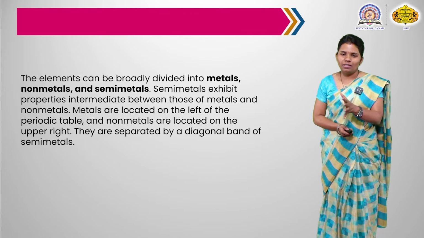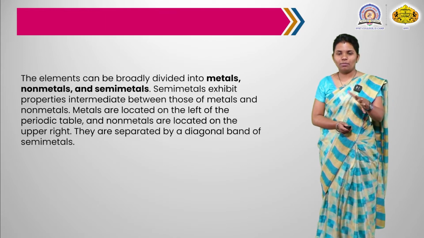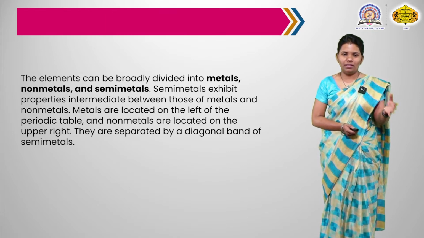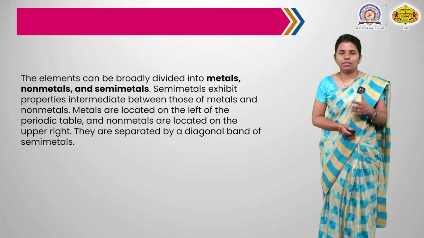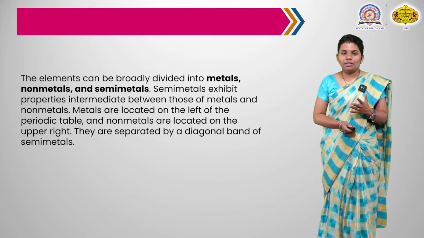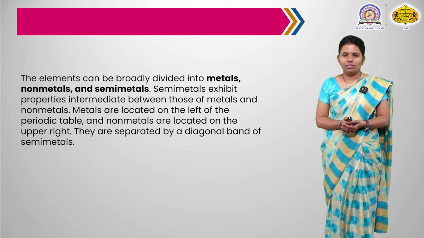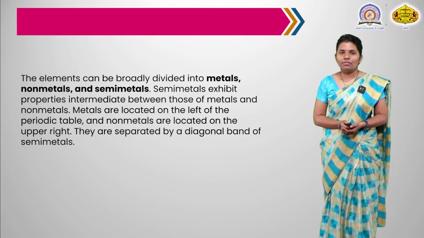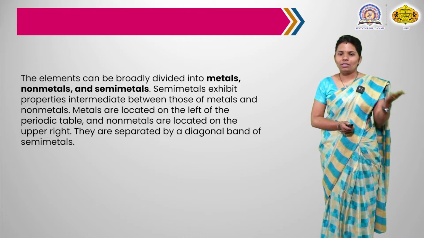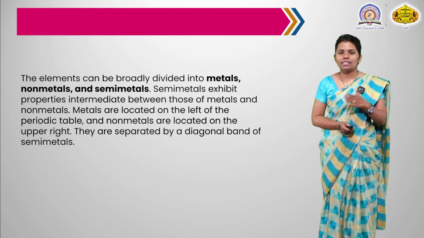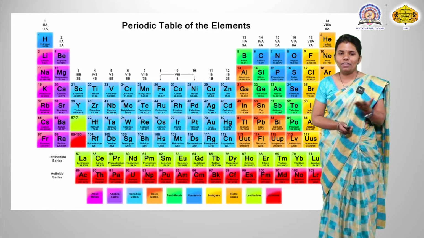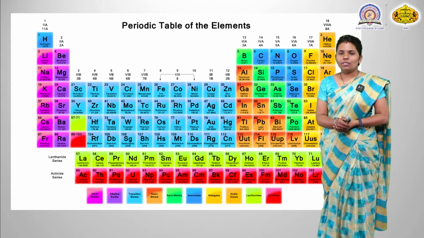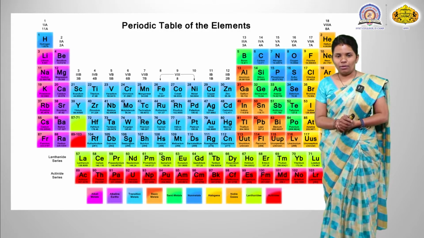How does the periodic table get classified? The elements are broadly divided into metals, non-metals, and semi-metals or metalloids. The semi-metals exhibit properties intermediate between those of metals and non-metals. Metals are located on the left of the periodic table, non-metals on the upper right. They are separated by a diagonal band of semi-metals. Here is the picture which shows the modern periodic table.